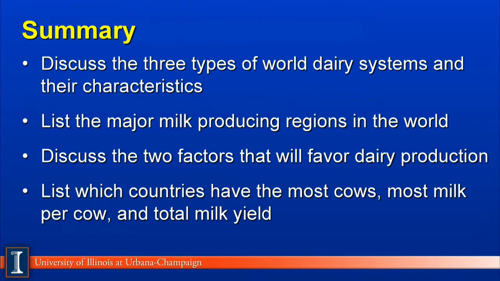So in summary, we discussed the three types of world dairy systems: intensive, subsistence, and low input. We talked about the major milk producing regions of the United States. We should remember that the United States produces about 1/6 of the milk, where the EU produces almost half of it. We discussed factors that will really favor milk production, and that included such things as grain sources and forage sources. And then we talked about which countries had the most cows, the most milk per cow, and milk yield.